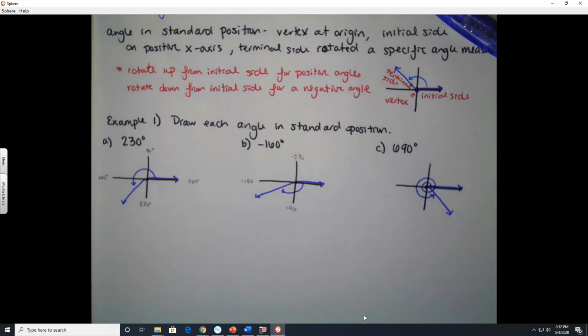Next definition for us today are coterminal angles.